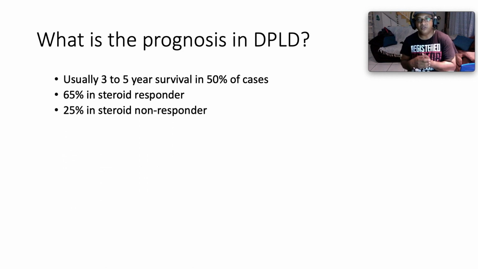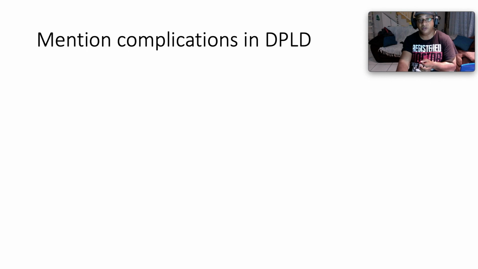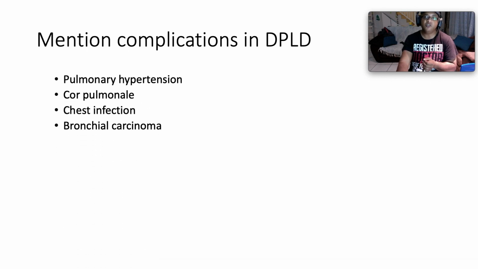prognosis. So the prognosis in diffuse parenchymal lung disease, we said, is usually 3 to 5 year survival in 50% of cases, up to 65% in a steroid responder and up to 25% in a steroid non-responder. What are the complications in diffuse parenchymal lung disease? To mention a few: pulmonary hypertension, cor pulmonale, chest infection, and bronchial carcinoma.